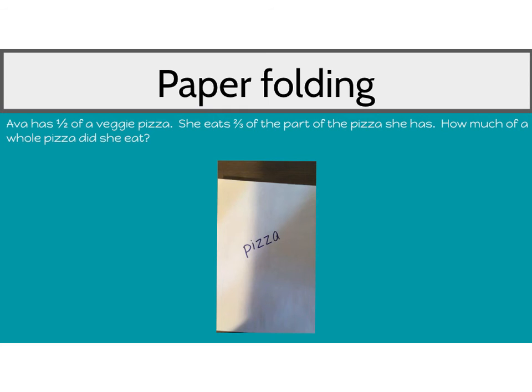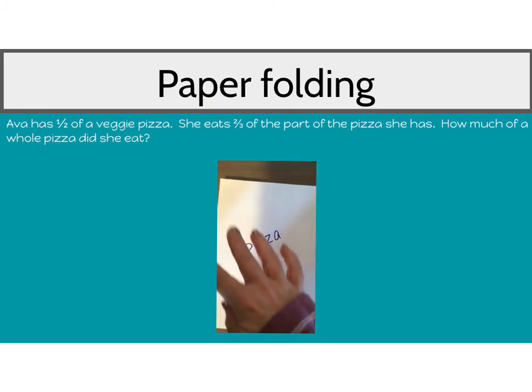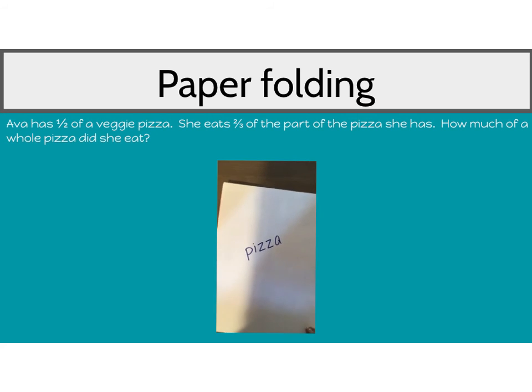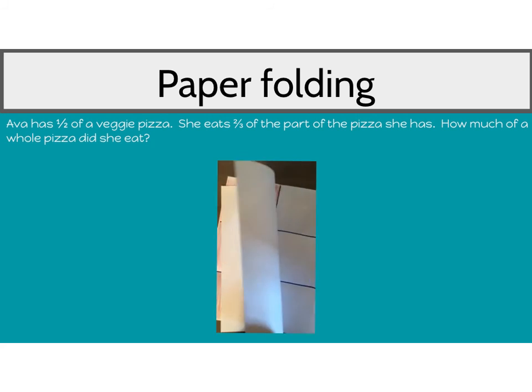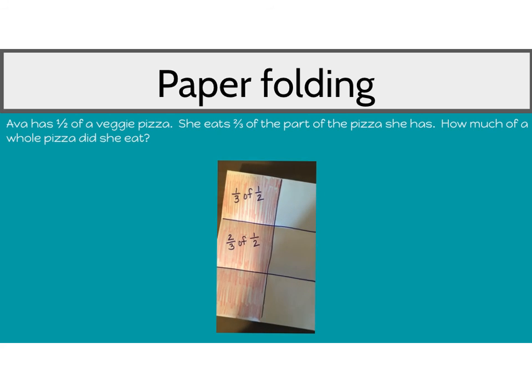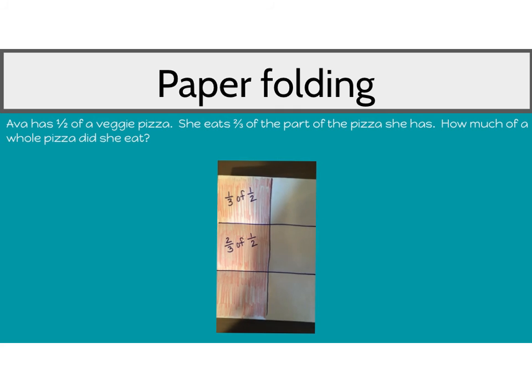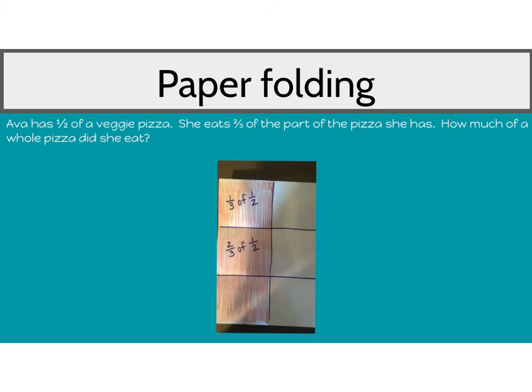Okay, so for our next example, we have Ava. Ava has 1/2 of a veggie pizza. She eats 2/3 of the part of the pizza she has. How much of a whole pizza did she eat? For this example, our sheet of paper is going to represent a whole pizza. So all of this would be a whole pizza. And once again, we're going to cut that in half. So we're going to fold it the long way. And in the problem, it says that they're going to have 2/3 of a half of pizza.